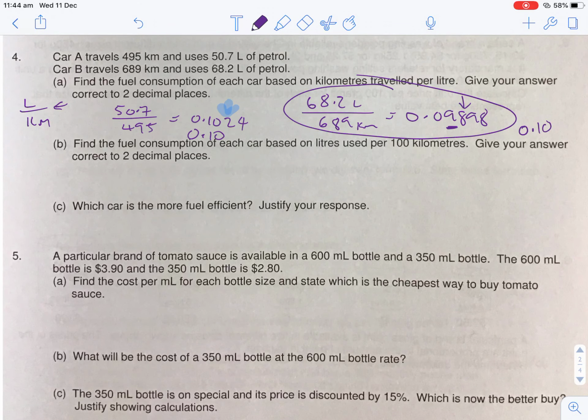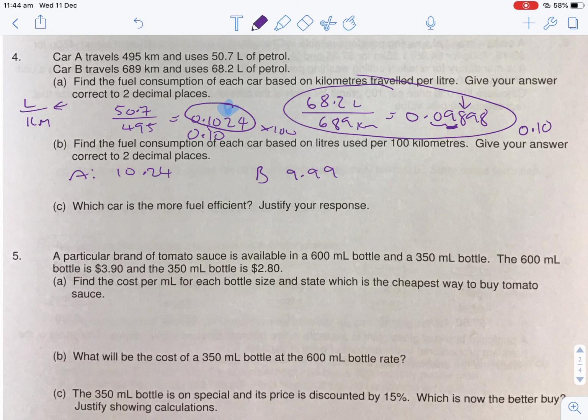Find the fuel consumption of each car based on litres used per 100 kilometres. So at the moment we've got litres per kilometre. If I want it in litres per 100 kilometres, then basically I'm just taking the original number that I got and I'm going to times it by 100, which will just move my decimal 2 places. So for the first car, car A, it'll be 10.24 to 2 decimal places. I should actually check my numbers to make sure I didn't round. I did round, that's okay. And for car B, if I get my original number and times it by 100, I'm again just going to move that decimal 2 spots.